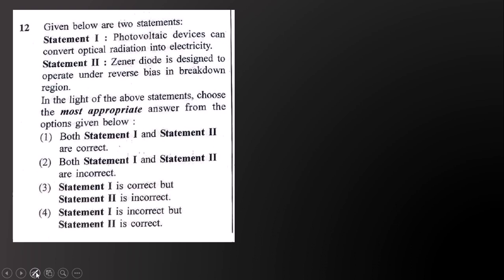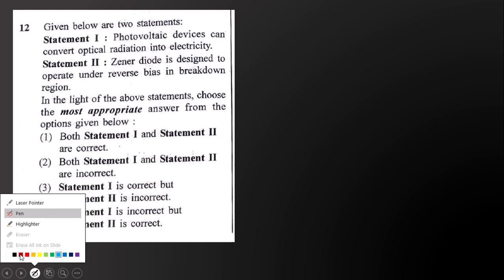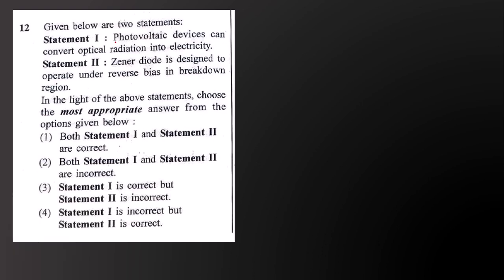So 2 statements are given. Let's read one by one. It is said that the photovoltaic devices can convert optical radiation into electricity. Yes, it is correct. Second statement, Zener diode is designed to operate under reverse bias in breakdown region. Yes, this statement is also correct. So both the statements are correct. Let's move on.